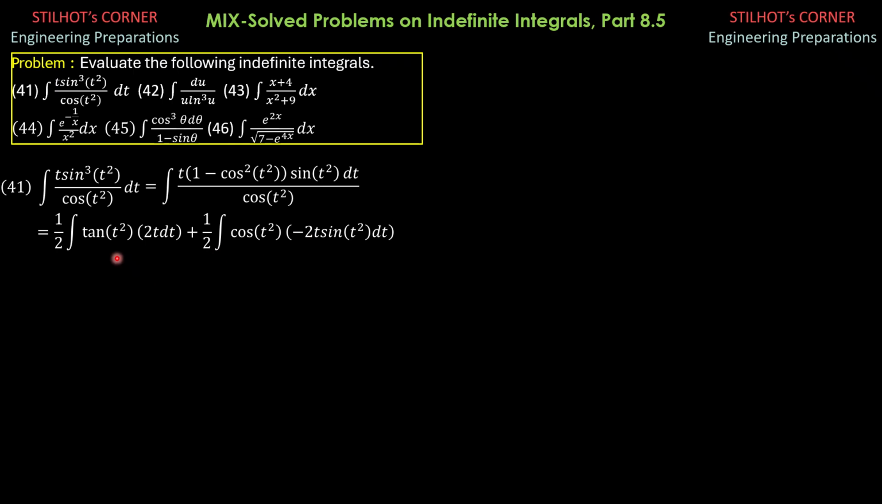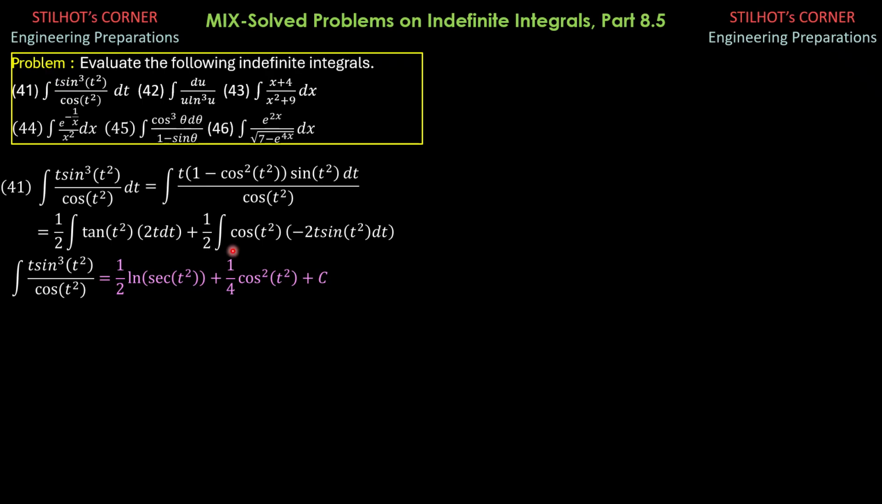So for the first one, this is 1/2 ln of secant t square, the formula. Then this one is plus 1/4, because integral of u du is u square over 2 times 1/2, so 1/4 cosine square of t square. So the answer is 1/2 ln of secant t square plus 1/4 cosine square t square plus c.